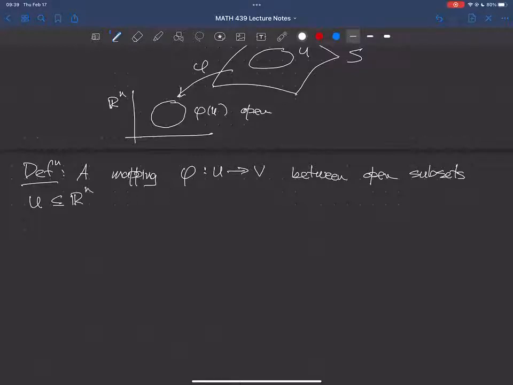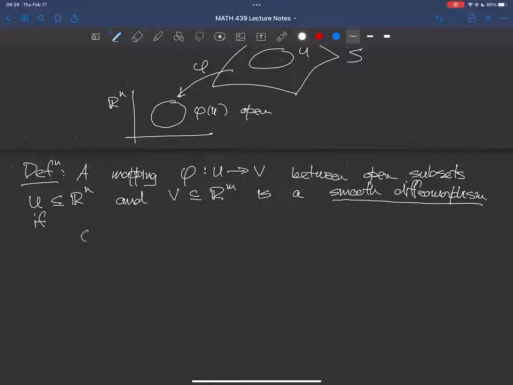So U is an open subset of Rn, let's say, and V is an open subset of, let's say, Rm. We'll see that for this definition, it actually turns out that n must be equal to m. Okay, so such a mapping phi from U to V is a smooth diffeomorphism if phi is of class C infinity.